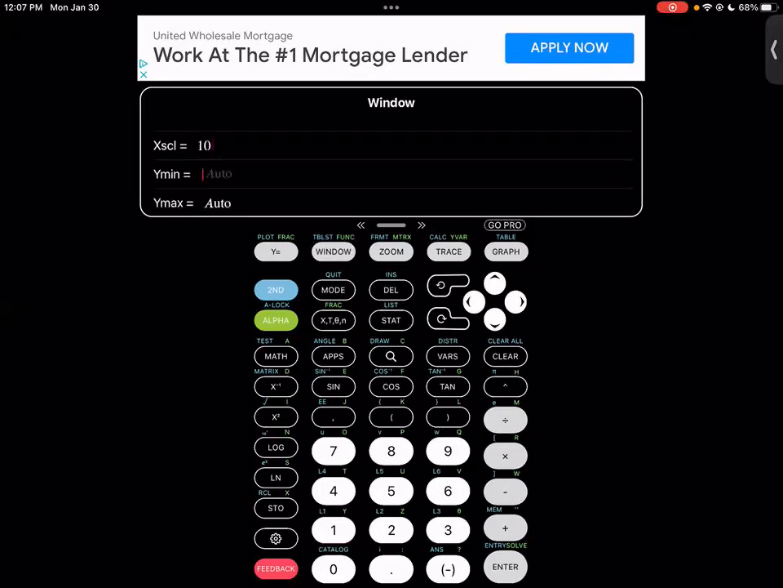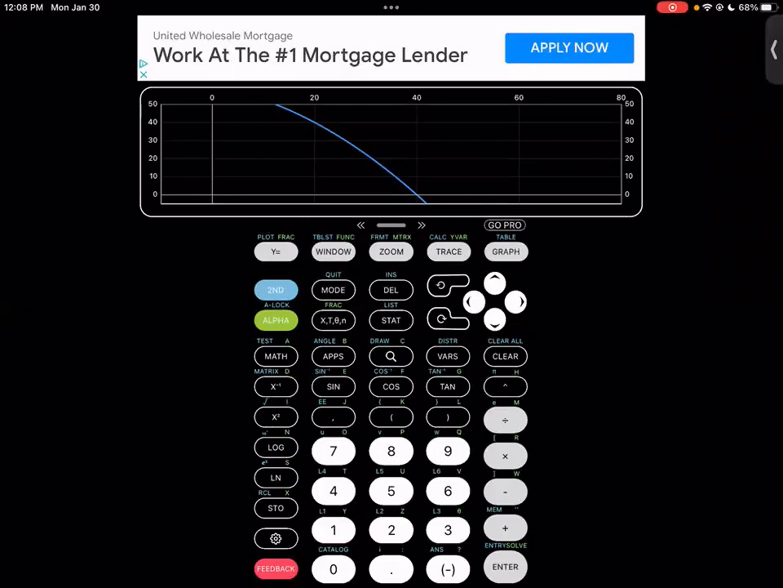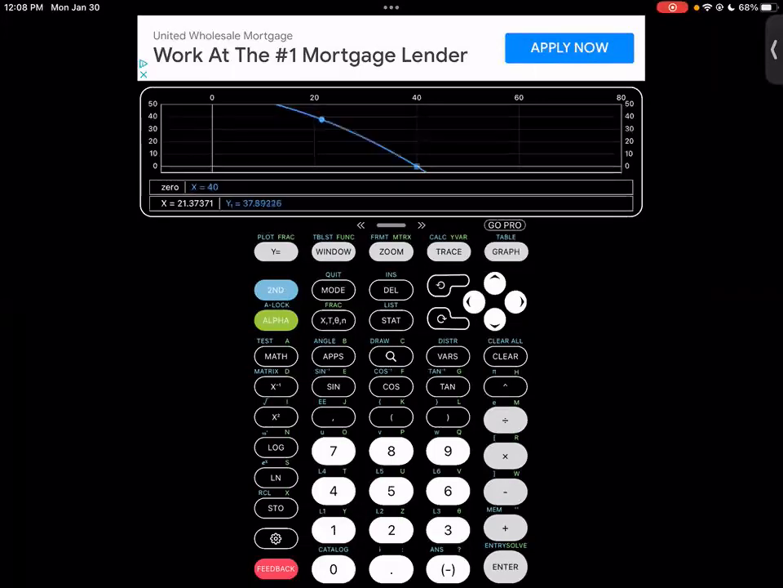When you go down, Y. Let me see the function again. Maybe Y min I'll put negative. It doesn't matter. I just put -5 to 50 just to see. And then scale is 10, and then you hit graph. Oh, not good, not good. So we need more. Looks like we need more, right?